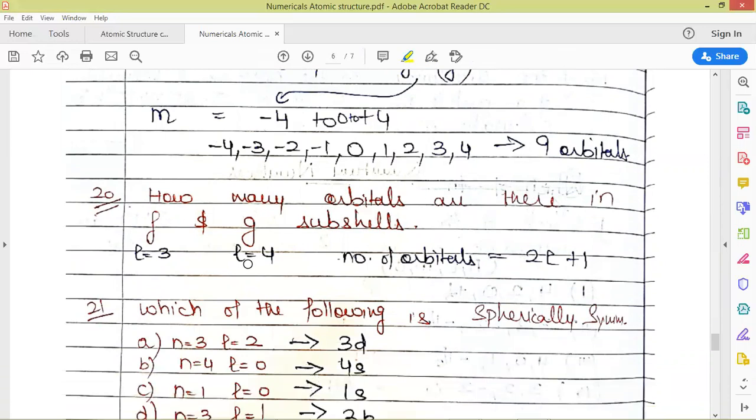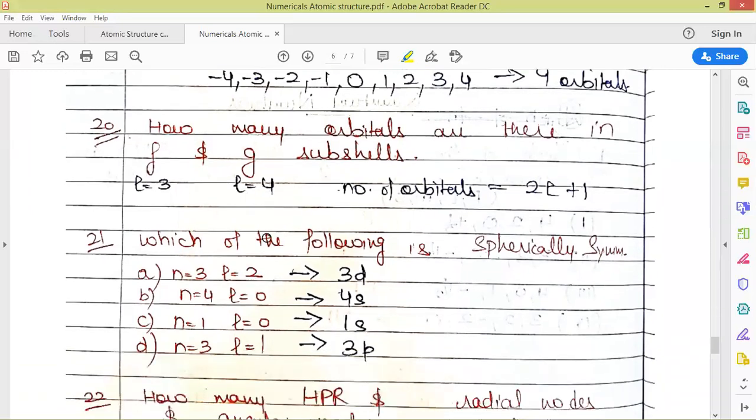How many orbitals are there in F and G subshell? For F, L is equal to 3, and the number of orbitals is given by 2L plus 1. That means 7 orbitals are there for L equal to 3, and 9 orbitals are there for L equal to 4.